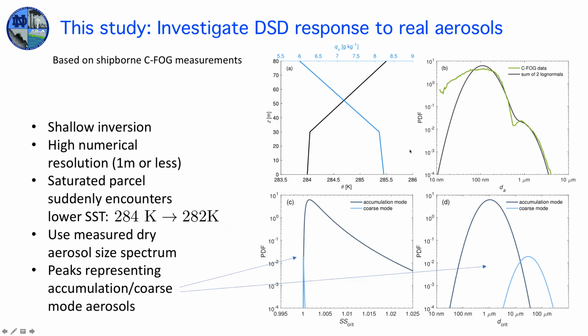If we take this black curve, which is the initialization, and separate it into the distribution of what we're calling the coarse and accumulation modes in terms of critical supersaturation, we see that the coarse mode has much lower critical supersaturation than the accumulation mode, because it's marine salt, which has a much higher hygroscopicity. Likewise, it has a much larger critical diameter. So this is what we start with. One of the nice benefits of using the Lagrangian model is that we can have different hygroscopicities within the same simulation and watch what that does to the DSD.